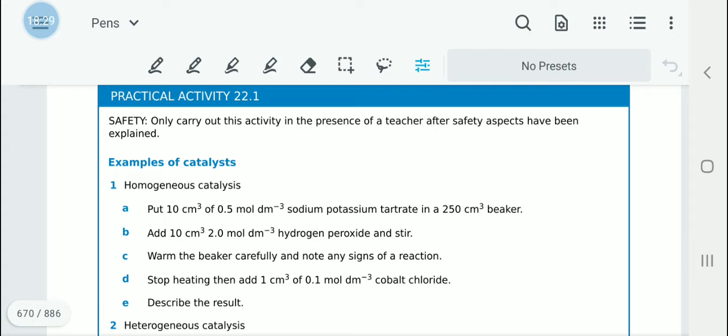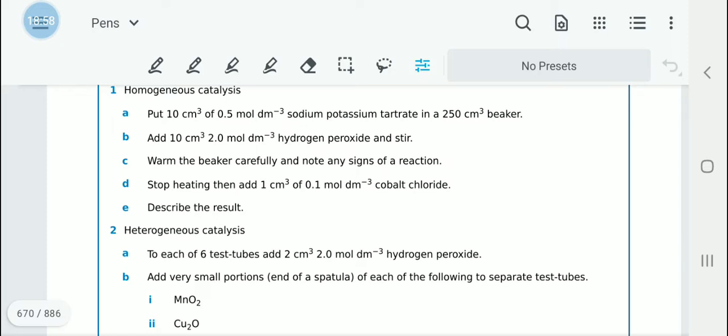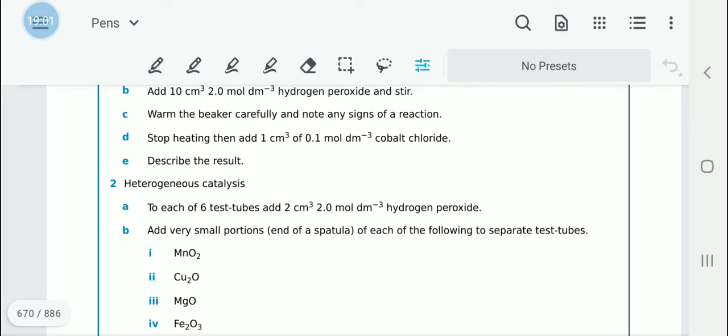What we can do is we take 10 cubic centimeters of 0.5 mole per cubic decimeter sodium potassium tartrate into a 250 beaker. Then we add 10 cubic centimeters of 2M hydrogen peroxide and stir. Then we warm the beaker. So these are steps that are involved in it, and we note the signs of reaction.